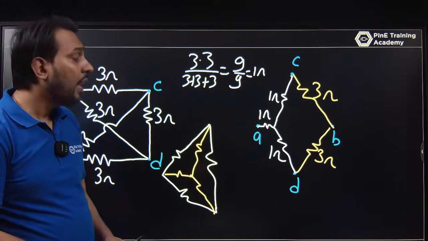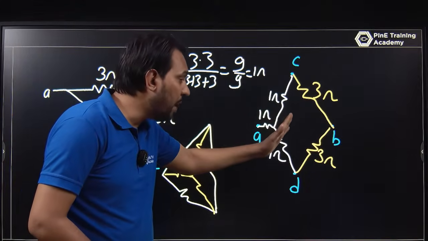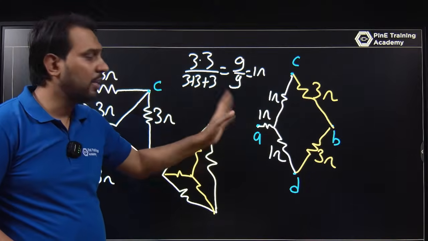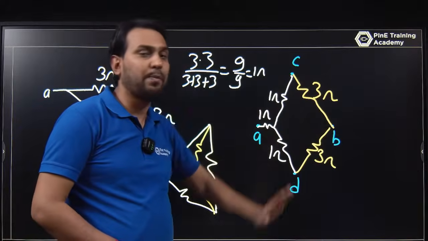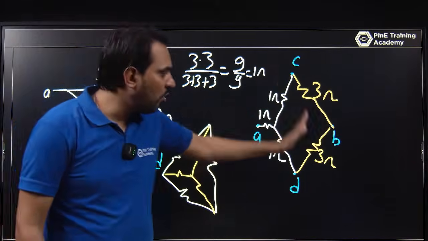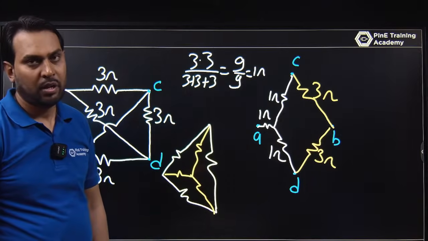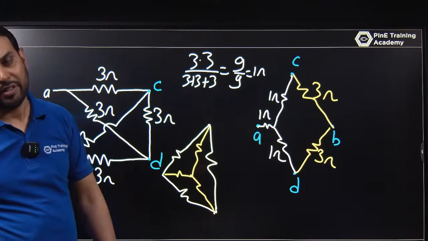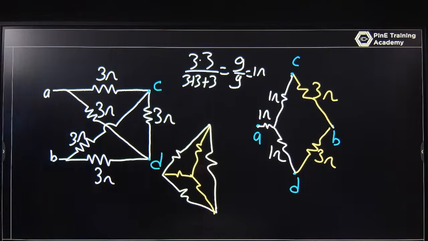There is not necessary to make that delta to star only on the left part. There is not necessary, you can just convert the right part. You can solve this question, just convert the right part and solve that part, you will find it. The answer will be 3 ohm only there.